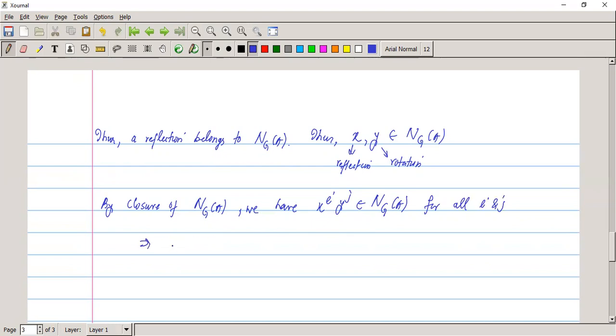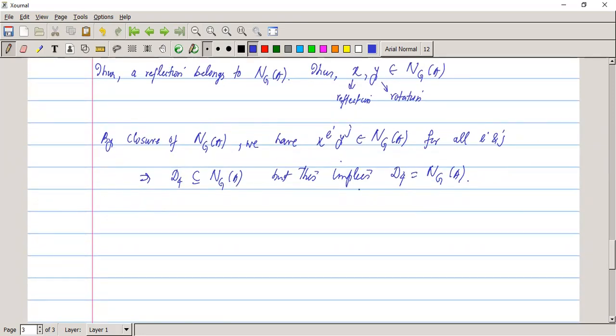This implies that D4 is contained in the normalizer of A, because when x^i y^j is computed for all i and j, that actually gives the whole group D4. So D4 is wholly contained in the normalizer of A, which implies D4 is equal to the normalizer of A. Therefore, when A is the set of all rotations from D4, the normalizer of that A will be the whole of D4. We have taken this example of D4 for the normalizer of a set A, and we have also computed the center of D4 and the centralizer of the set A in D4.